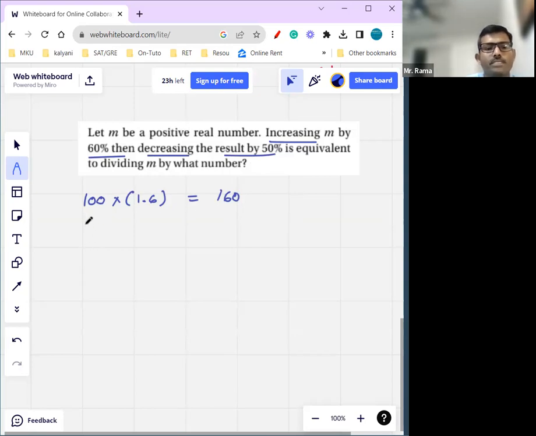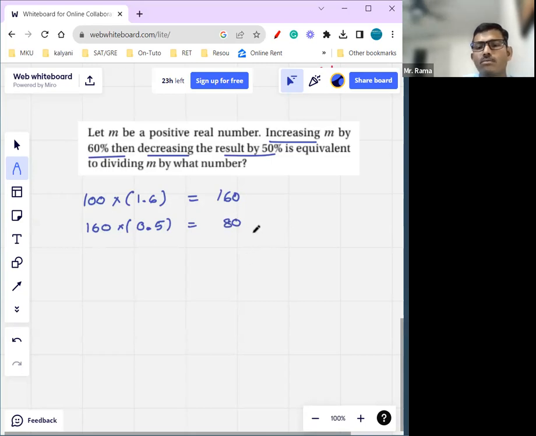So this is decreased 160. Decrease means you're going to take away. So 1 minus 0.5 is going to be 0.5. You guys understand how I get 0.5? Because it's 50% off. Like you only pay half of it. So that's 0.5 of 160, that's 80.